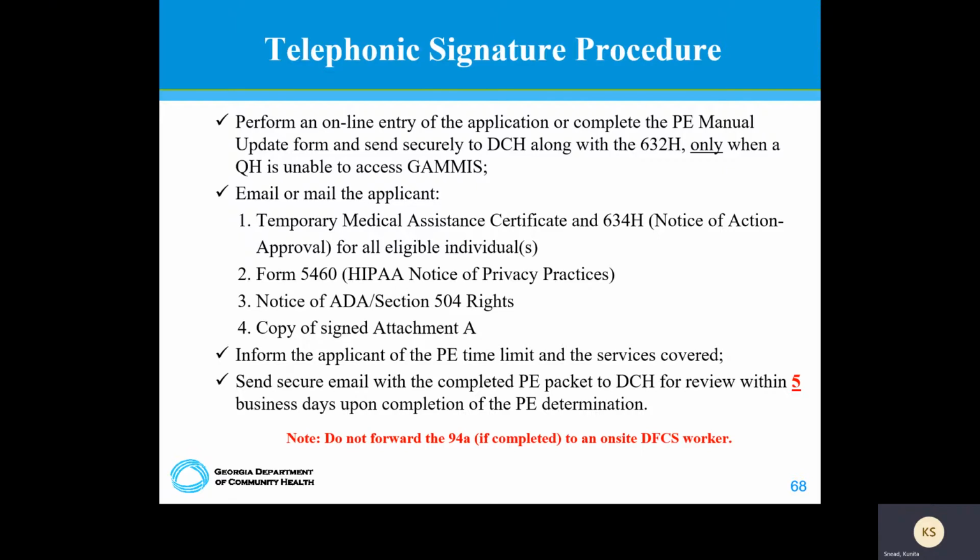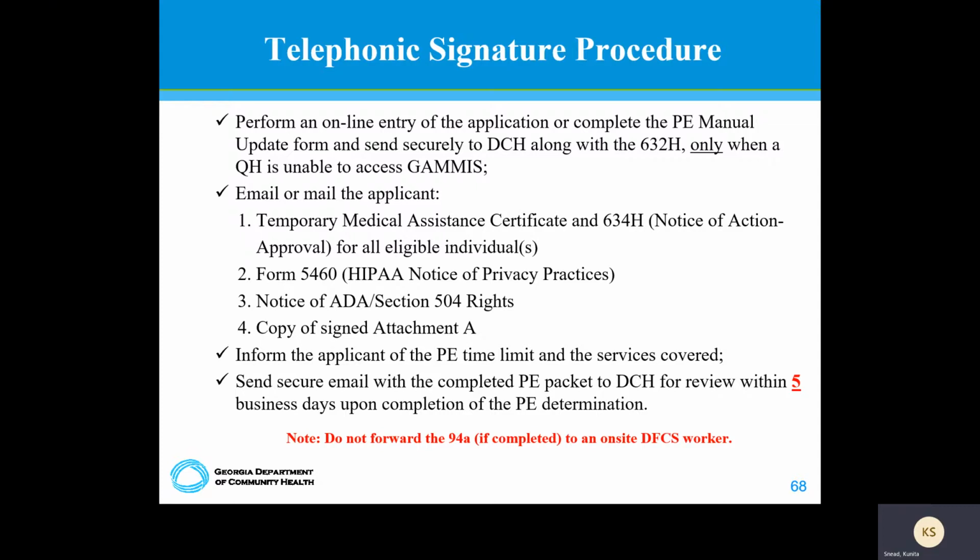And then this is what you need to either email or mail to your applicant because they have to have this information. You're going to email or mail them a copy of the temporary certificate that you printed out from Gametes once you added that, and then a copy of the notice of action, the approval notice, and that's for all individuals that were eligible. A copy of the 5460. This time they don't need to sign it and send it back to you. Just going to send them all pages. A copy of the notice of ADA, and then a copy of that Attachment A that you signed on their behalf. So this is what you should be emailing or mailing to all of your applicants when you do their application over the phone.